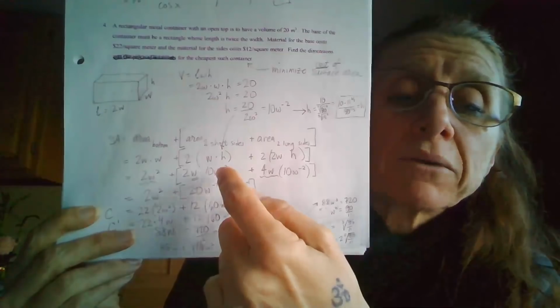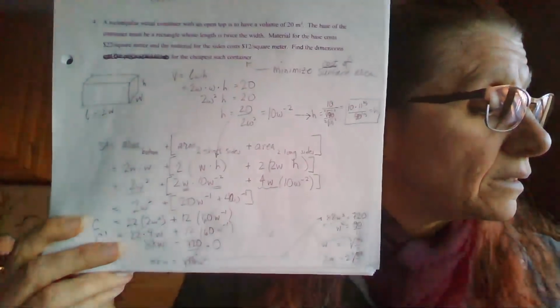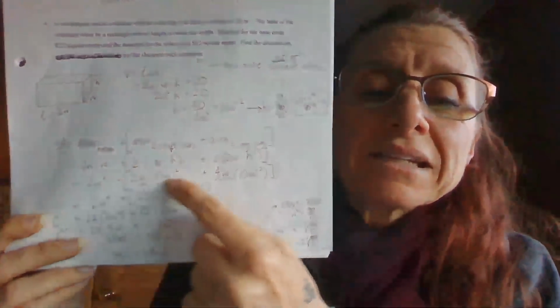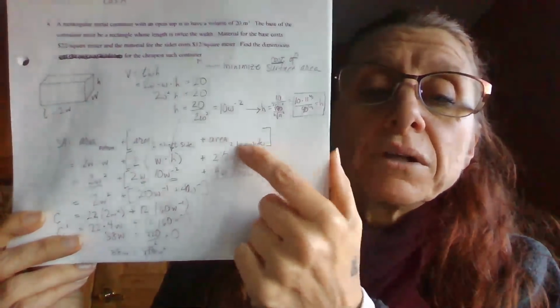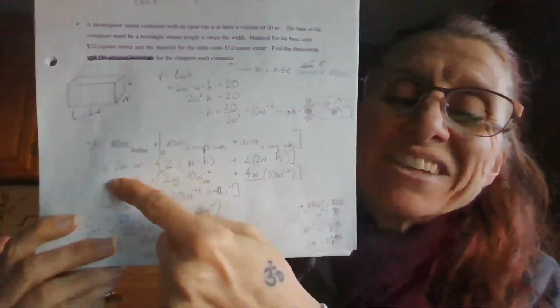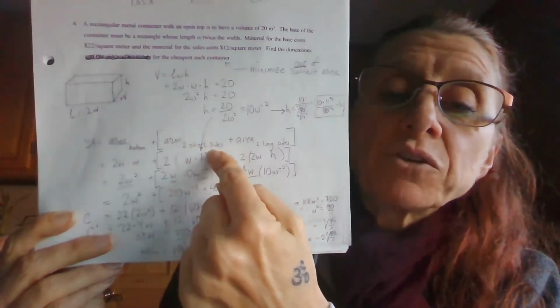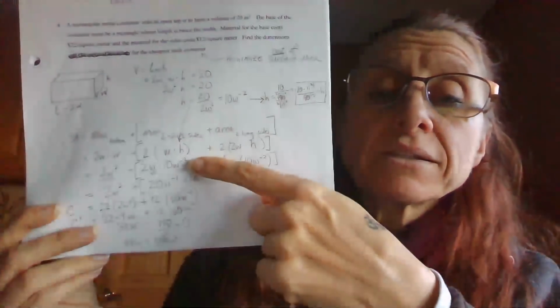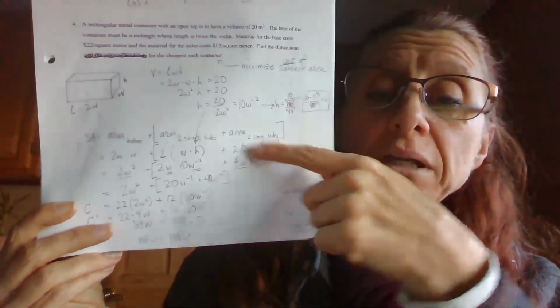Again, I'm trying to read this backwards. And then you need, here's your top and bottom. Here's your 2W times W. You have your short sides and your long sides, and you're going to multiply them both by 2.